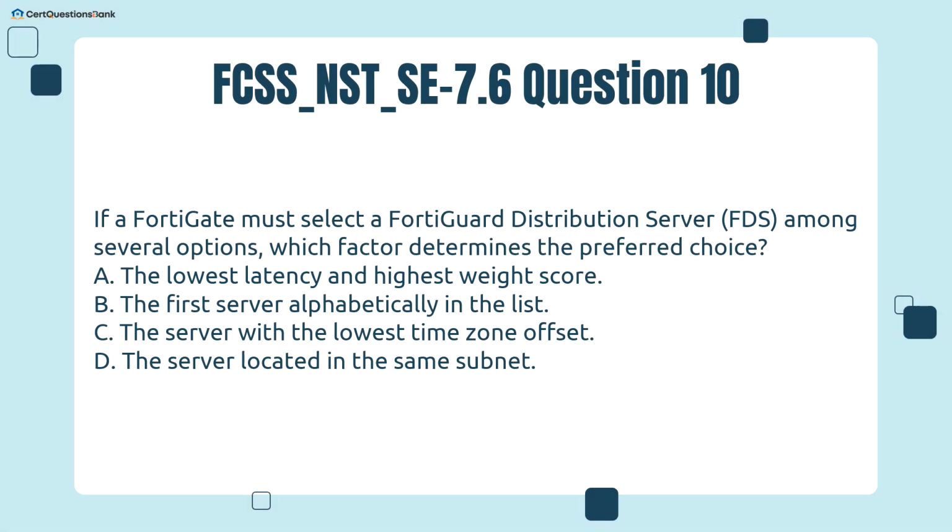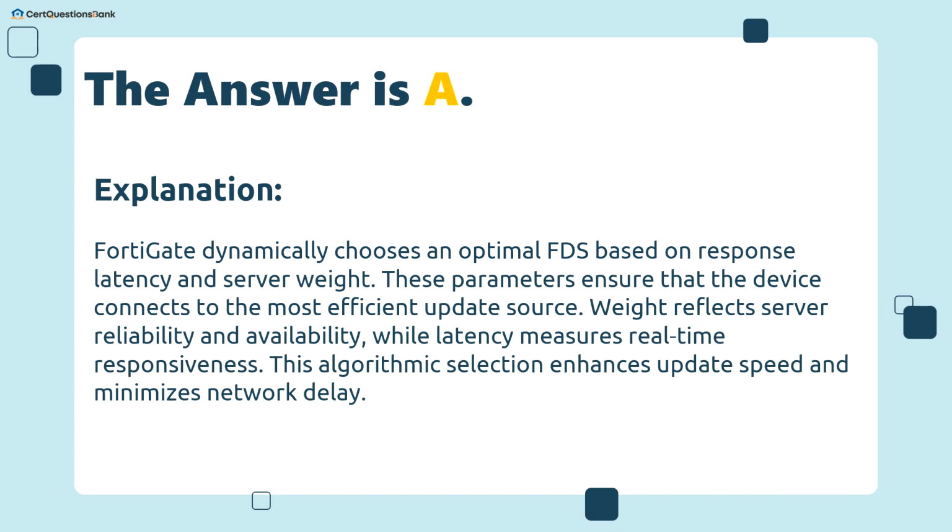If a FortiGate must select a FortiGuard distribution server, FDS, among several options, which factor determines the preferred choice? A. The lowest latency and highest weight score. B. The first server alphabetically in the list. C. The server with the lowest time zone offset. D. The server located in the same subnet. The answer is A.